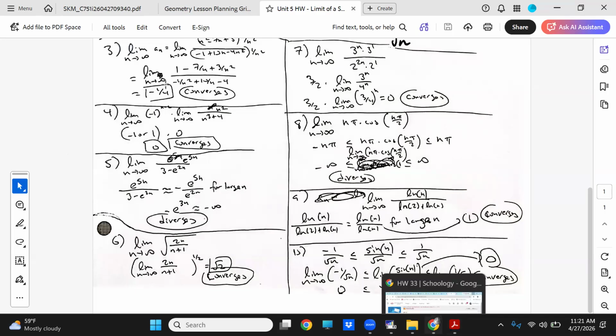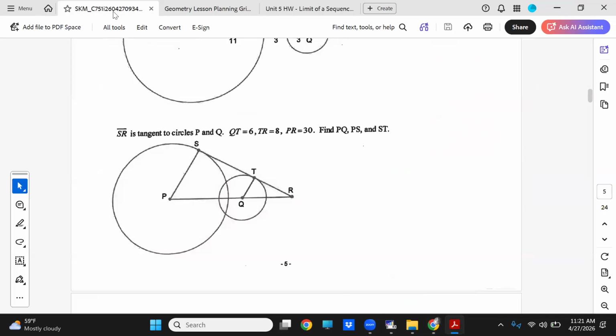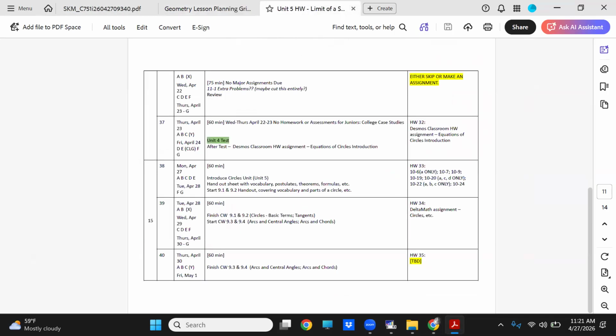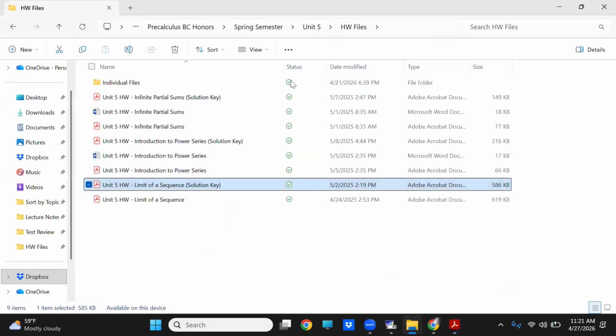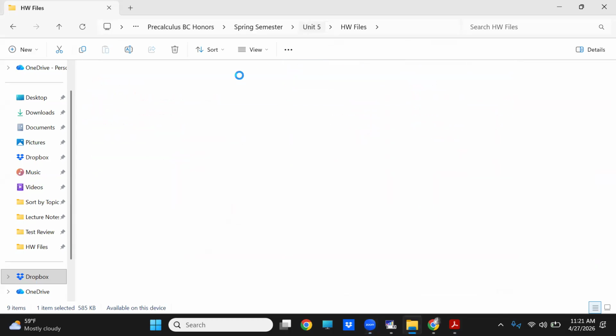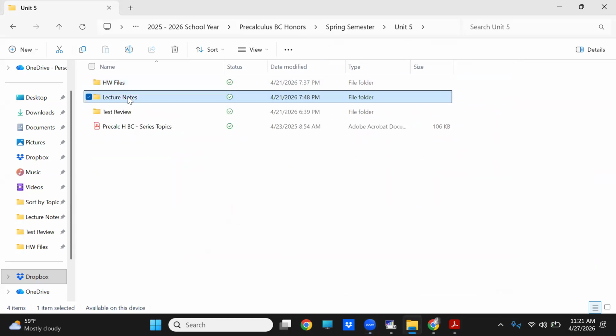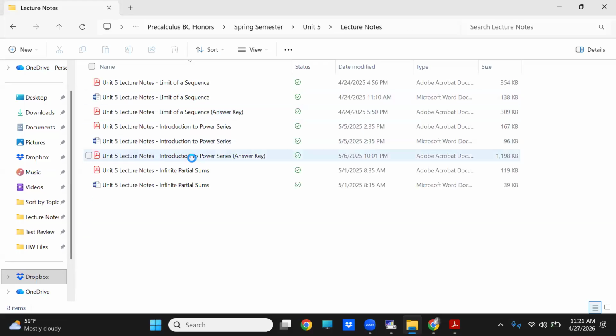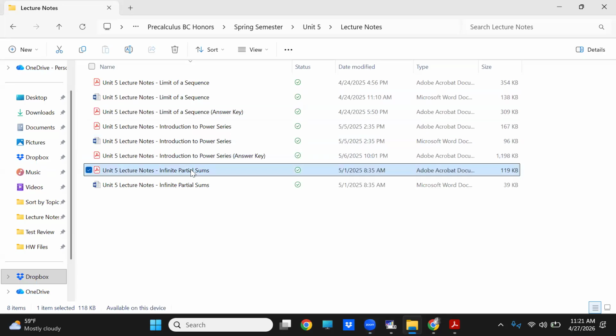The new notes are on infinite partial sums. So you guys have that already. Sorry, infinite partial sums, not impartial. I'm just mixing all my words today. All right, so let's pull this up here. Infinite partial sums. There we go.